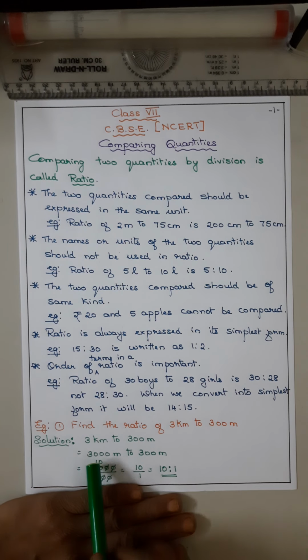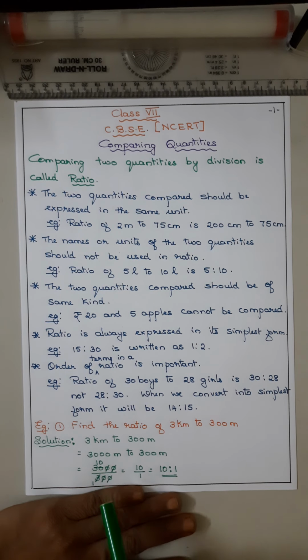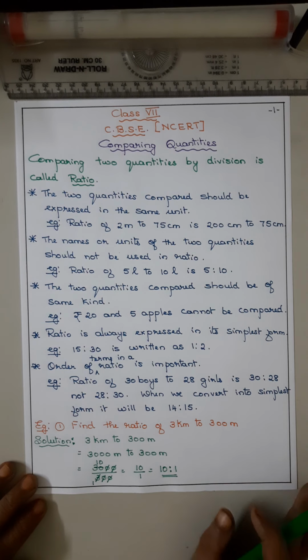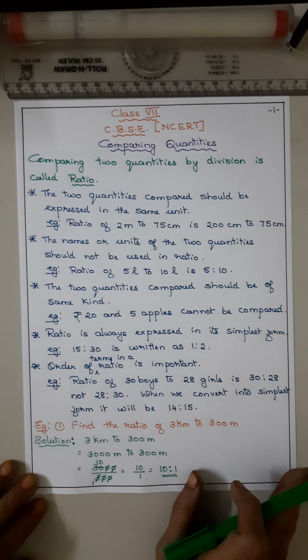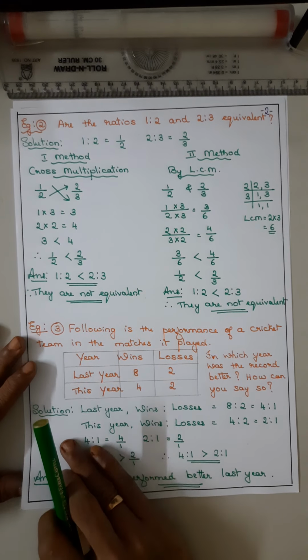So it will be 3000 divided by 300. So 2 zeros cut, 3 ones are 3, 3 tens are 30. So you get 10 by 1, that is 10:1. That is the ratio form. Okay. Now coming to example 2.